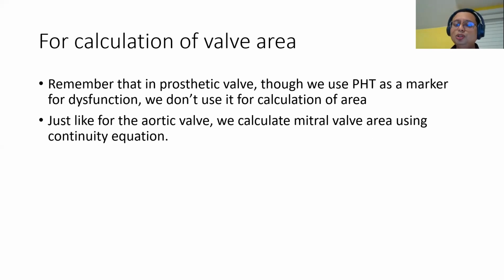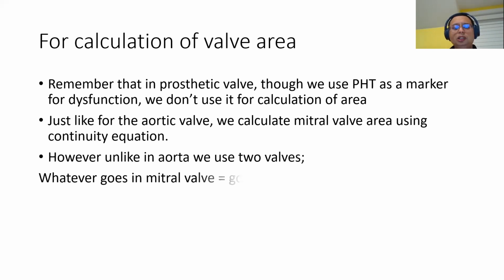However, we can also use continuity equation for the mitral valve. But the difference with the aortic valve is, rather than using, like in aortic valve, what comes into the LVOT is the same as what comes out of the aortic valve, for mitral valve you have to do it in between two valves. Okay, so what goes in the mitral valve is the same as what goes out the aortic valve. The continuity equation is between the two valves.